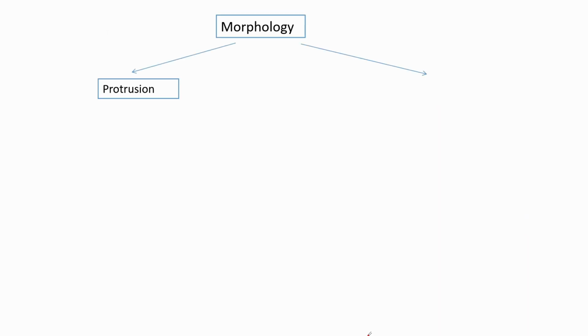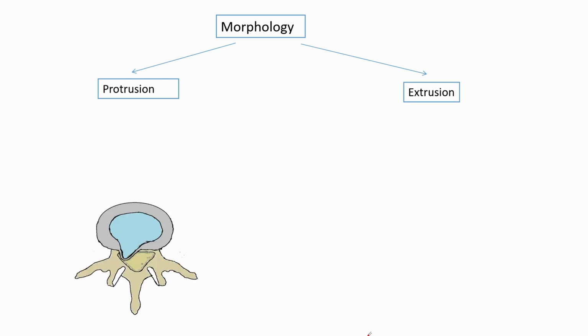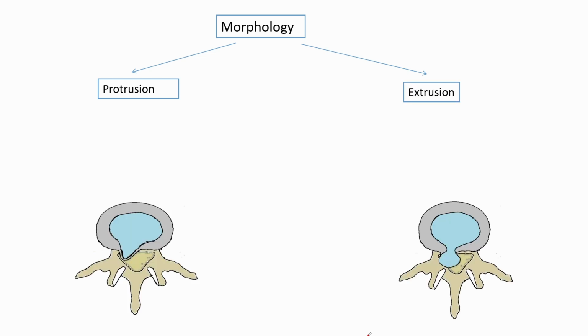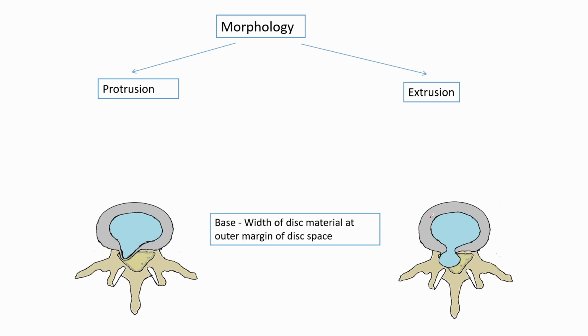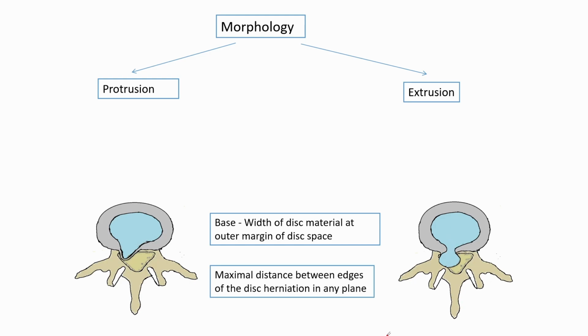Coming to the morphological classification. There are two types, protrusion and extrusion. To understand the difference between these two, we have to understand two distances. First is the base. Base is the width of the disc material at the outer margin of the disc. And second is the maximal distance between the edges of the disc herniation in any plane.